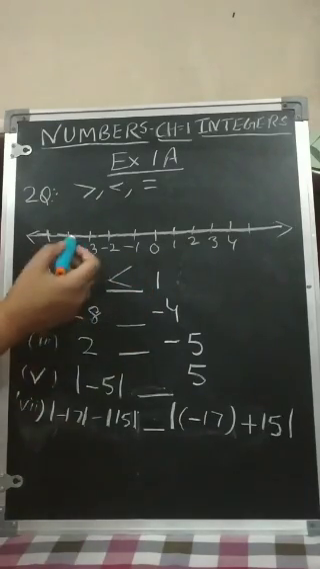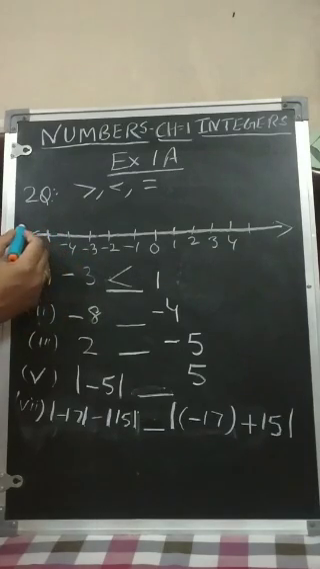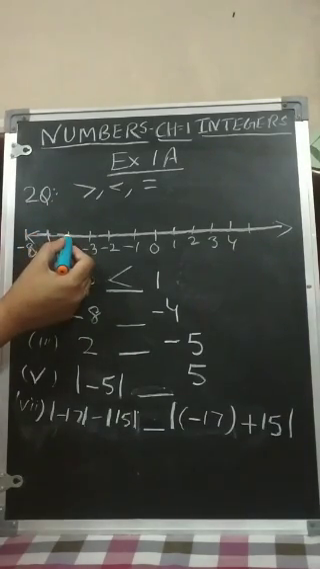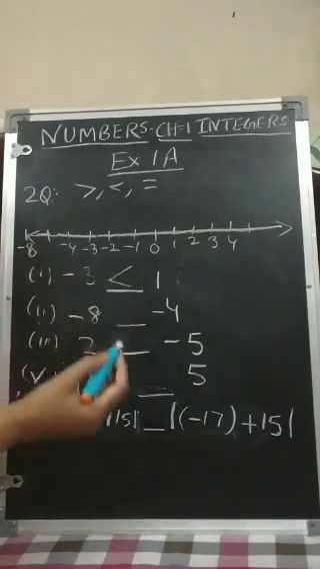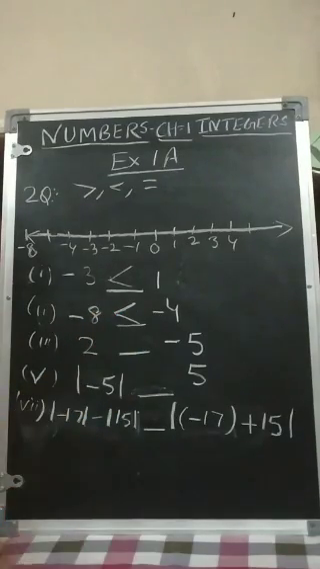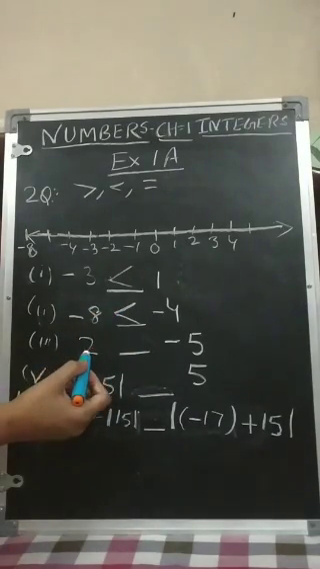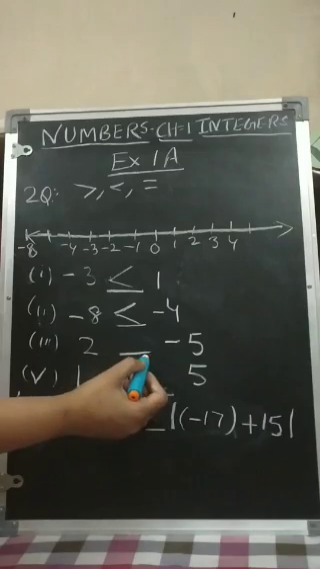Second part, -8 and -4. Here is -4 and here will come -8. So -4 is on the right side, -8 on the left side. So the left side number will be smaller than the right side number. So we will put here the smaller sign. Afterwards, third part, 2 and -5.